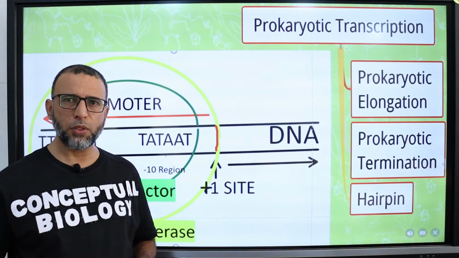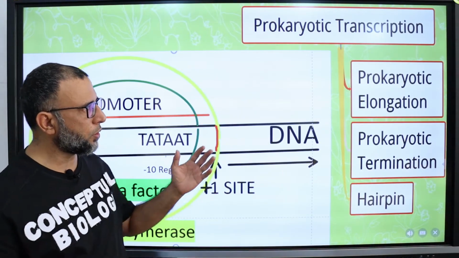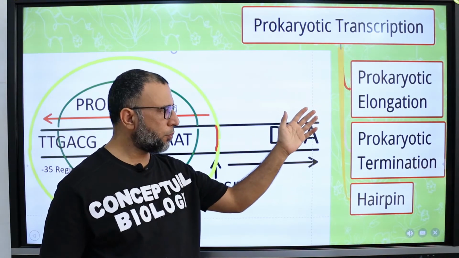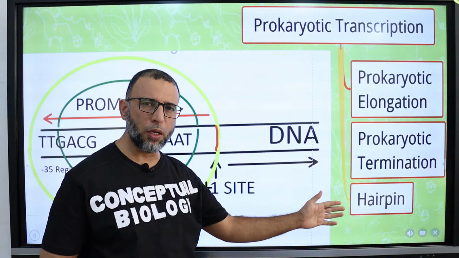Today I am going to discuss part 3 of prokaryotic transcription. It includes prokaryotic elongation, prokaryotic termination and hairpin loop.